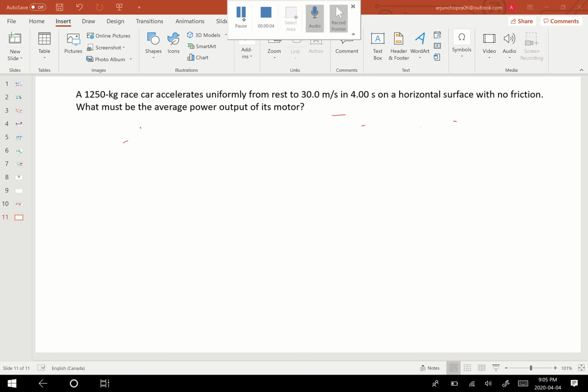So a car of 1250 kg accelerates uniformly from rest to 30 meters per second in 4 seconds on a horizontal surface with no friction. What must be the average power output of the motor?